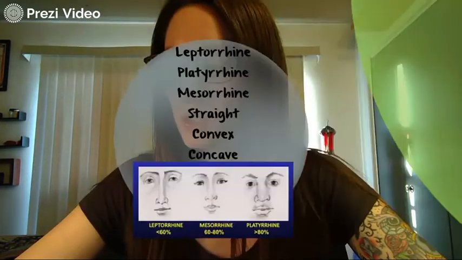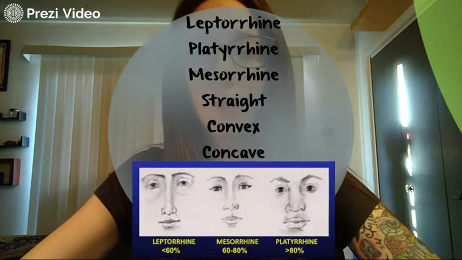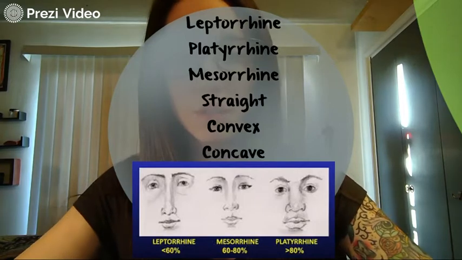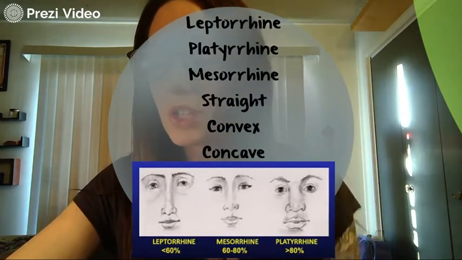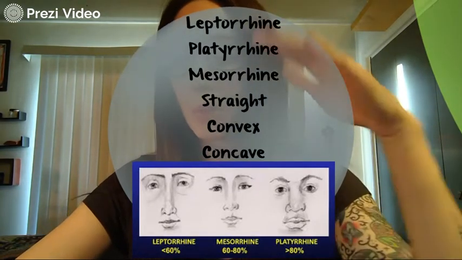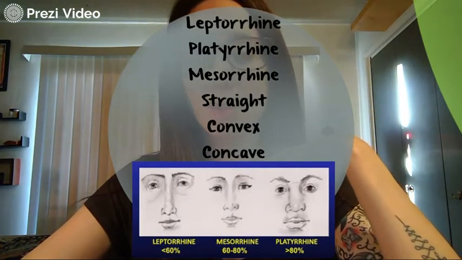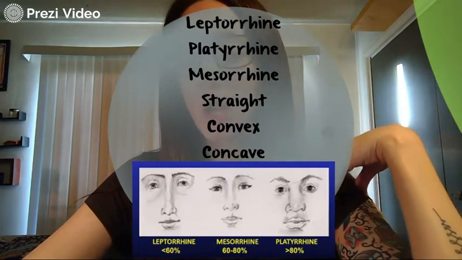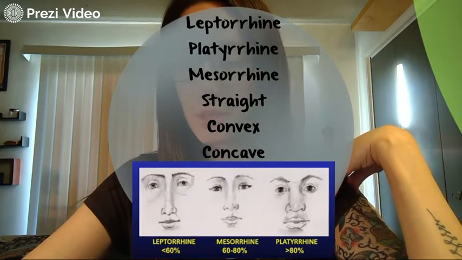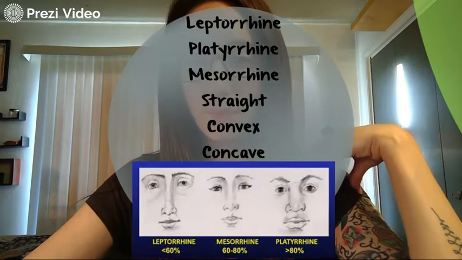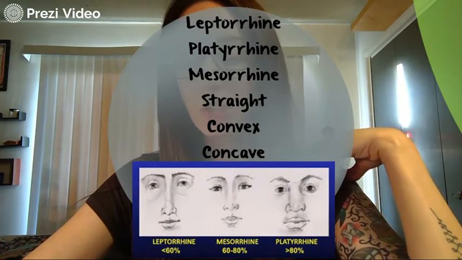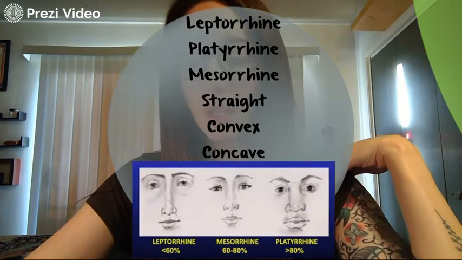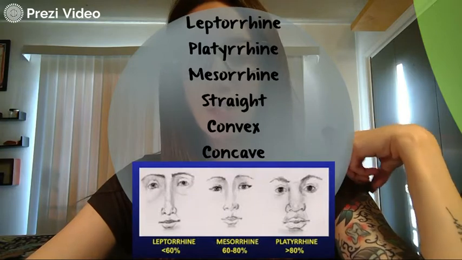Racial and profile classifications of the nose. There are 3 racial classifications: Leptarhine, Platyrrhine, and Mesarhine. Leptarhine is a classification given to a nose that's long, narrow, and high-bridged, common to individuals of Western European descent. Platyrrhine is a classification given to a nose that's short, broad, and has a minimum projection, typical to individuals of African descent. And Mesarhine is a classification given to a nose that's medium broad and medium low, predominant among people of Asian descent.